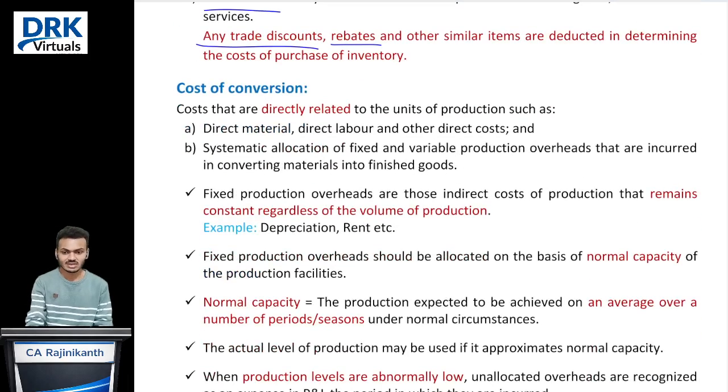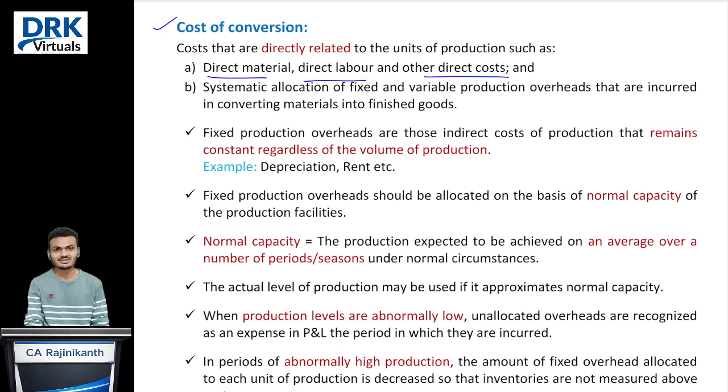Clear? And coming to the next one, cost of conversion means what? Cost incurred to convert the material into finished goods, and that cost is directly related to our units of production. That also we can add to the cost of inventory. Direct material, direct labor, and other costs, and indirect expenses such as fixed production overheads and variable production overheads can also be allocated on a systematic basis. Variable production overheads directly change with our units of production, correct? So the standard is saying to allocate the variable production overheads on an actual basis. And coming to the fixed production overheads, I can say fixed cost. Fixed cost remains constant regardless of the volume of production, correct?